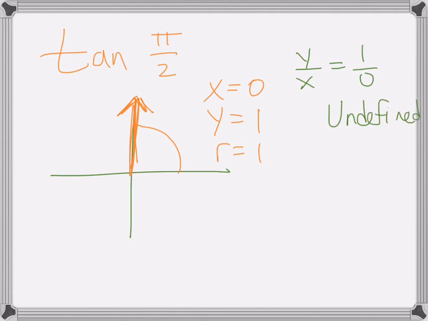Now, some of you might be asking, well, what does that mean? Undefined, how can that possibly be? Well, we haven't gone over graphing a tangent function yet. Like, what does a graph look like? We've graphed the angle and found tangent of an angle, but what does the actual tangent function look like? So we'll talk about that a little bit later. But for now, it is undefined because the 0 is in the denominator.